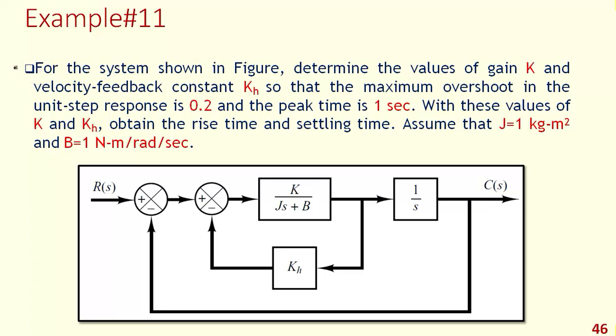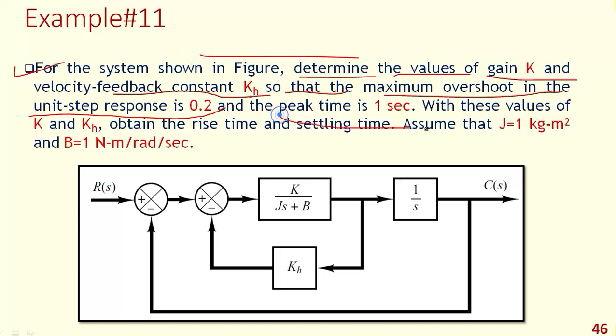Similar type, we are discussing the next problem. For the system shown in the figure, determine the value of gain k and velocity feedback constant kh so that the maximum overshoot in the unit step response is 0.2 and the peak time is 1 second. With these values, obtain the rise time and settle time. This is the complete block diagram.